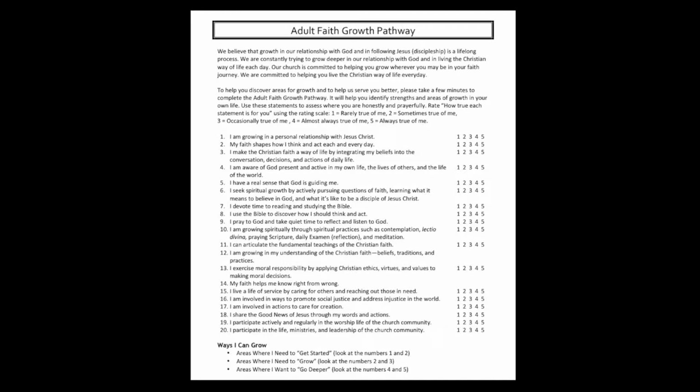So this is an example. It's a very simple rating scale. You have 20 items. This is a big, broad one. 20 items from 1 to 5. 1 is, this is rarely true of me, to 5, this is always true of me. And what you're trying to discern is what? So here's a group of people who've been part of an adult Bible study, and they want to know what their next step in faith growth is.